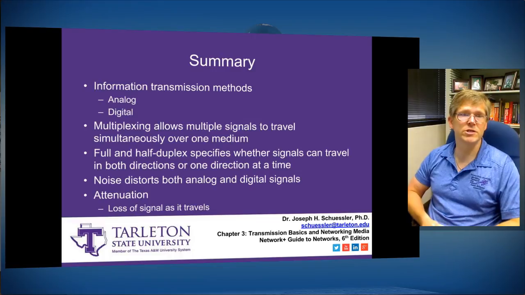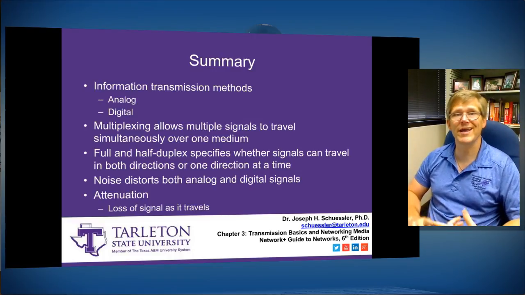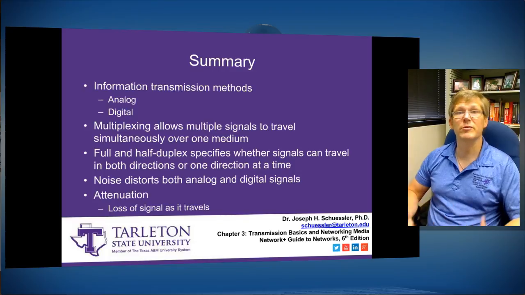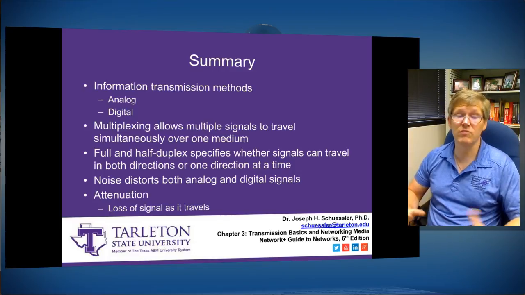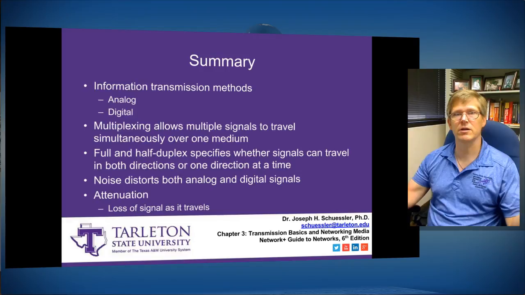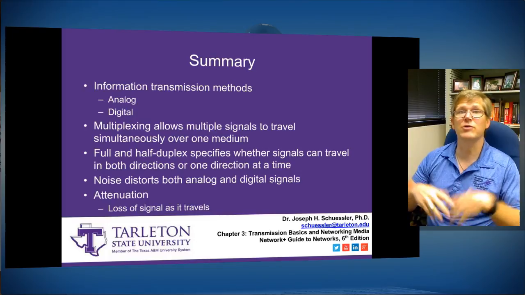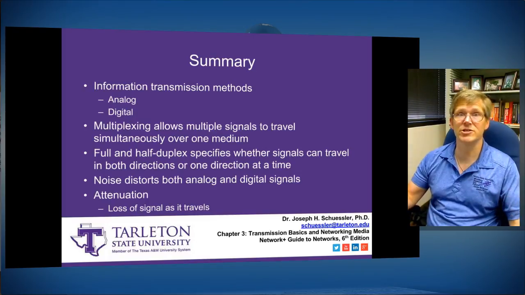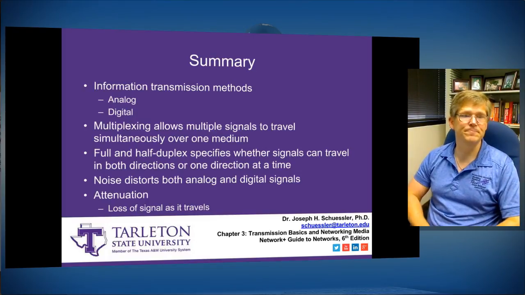So to summarize this chapter, we talked about different transmission methods. We talked about analog, we talked about digital. We talked about the advantages and disadvantages of both. We talked about multiplexing and the ability to use multiplexing when you have long distances between 2 different sites that need to communicate with just a single transmission medium. Multiplexing allows you to have multiple devices connected to each other using that single medium.